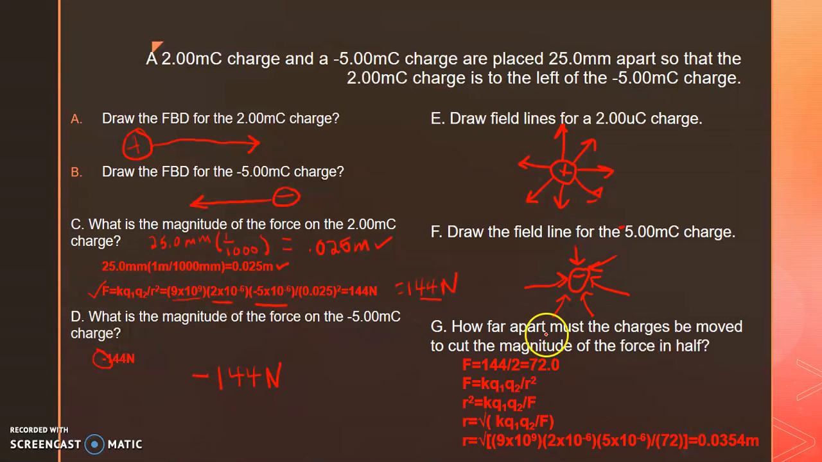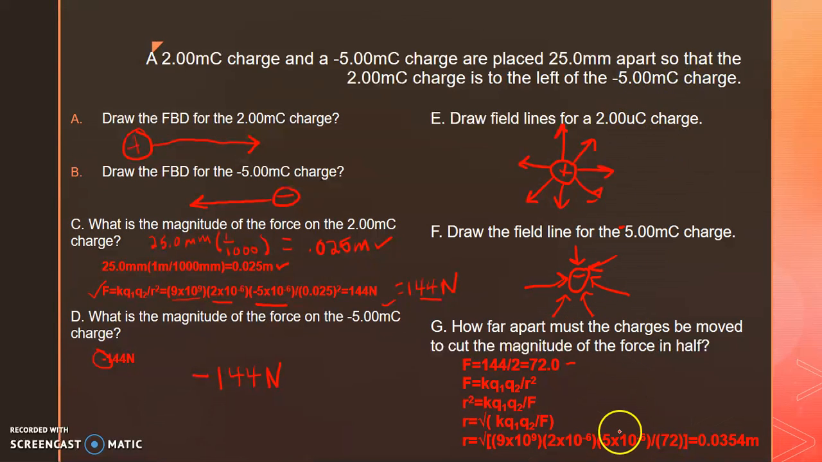And letter G says, how far apart must the charges be moved to cut the magnitude of the force in half? So now what we're going to do is rewrite the formula so that it's half of the force. So we take that 144 that we calculated in letter C, divide it by 2, and we should get 72.0. Then we're going to rewrite the Coulomb's law equation to solve for R and plug in what we know. So we have the 2 constants and the charges.